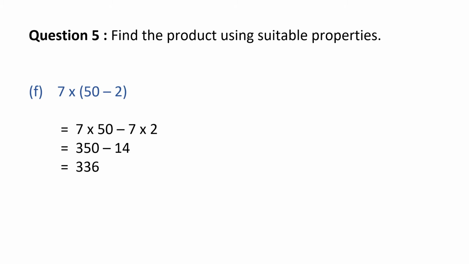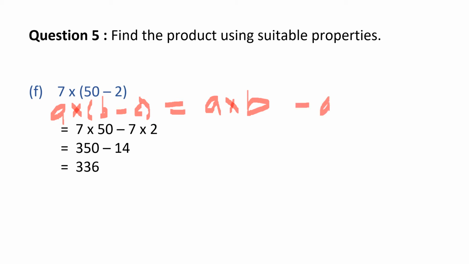Next is this. Again, we use the distributive property here. You can see the question looks like A into B minus C, right? So what is A into B minus C? A into B minus A into C, right? So I use the distributive property here, okay?